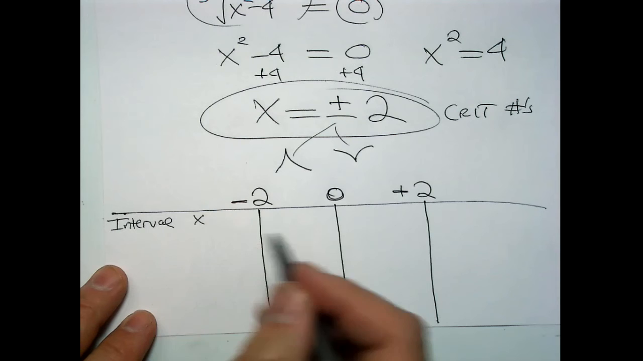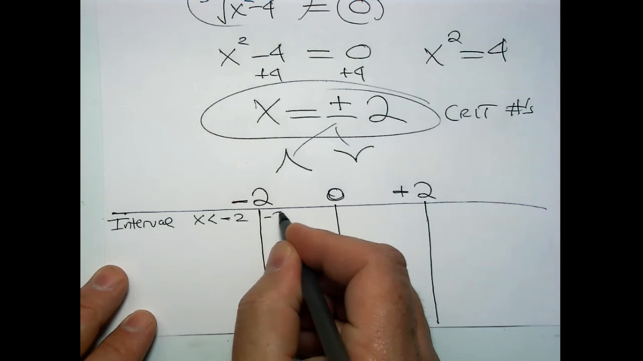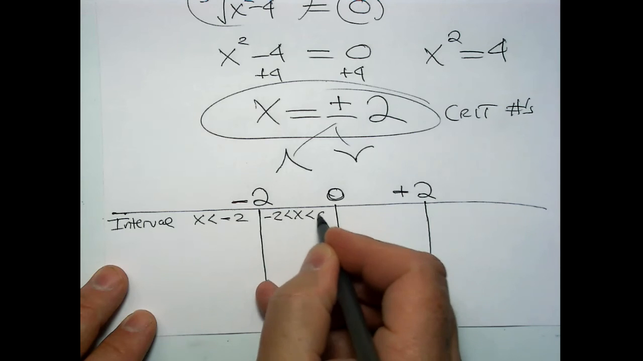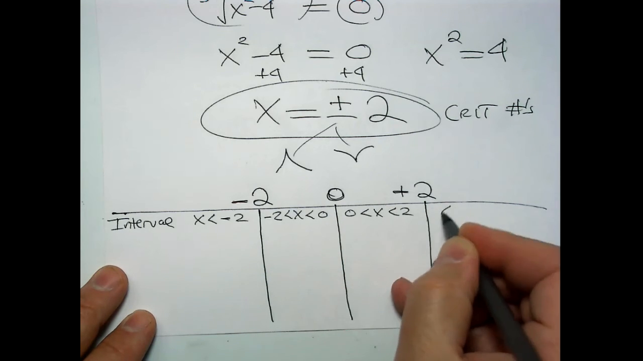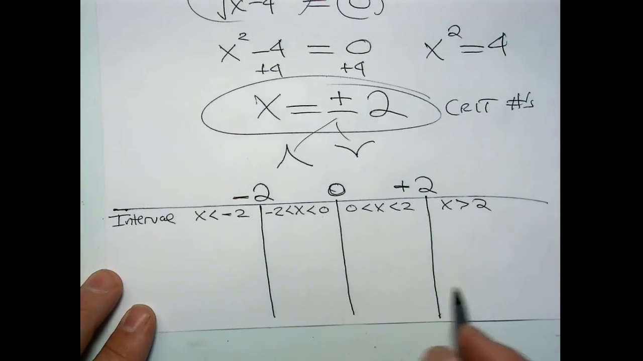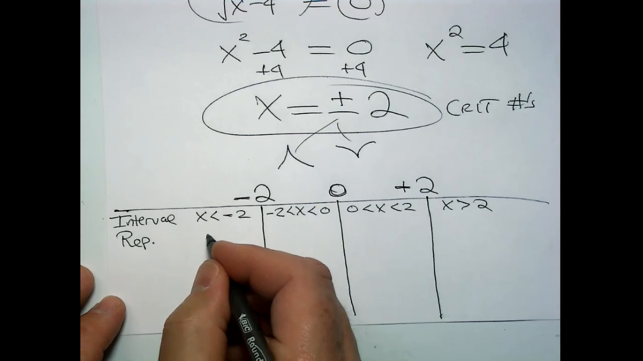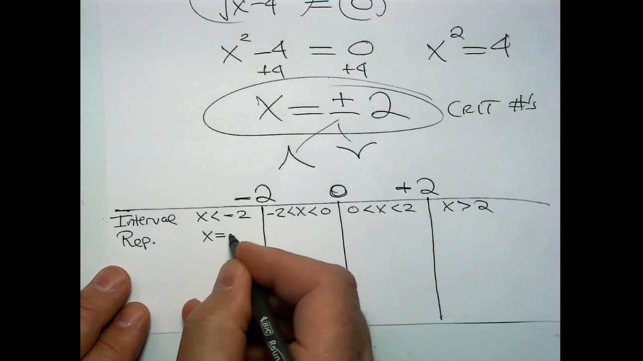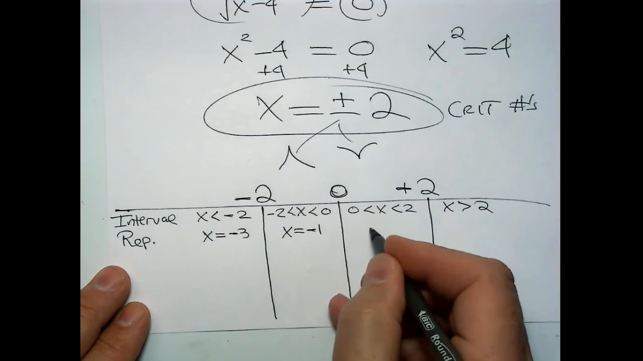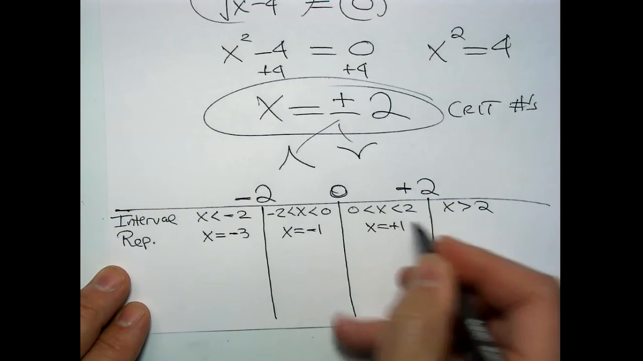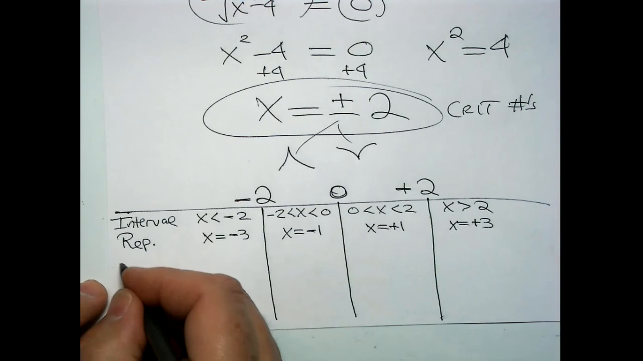These are all the x's that are less than minus 2. These are all the x's between negative 2 and 0. These are all the x's between 0 and 2, and these are all the x's that are bigger than 2. Next thing, you need a representative. Pick one in each interval. I'm going to pick minus 3 for that one, minus 1 for that one, positive 1 for that one, and positive 3 for that one.